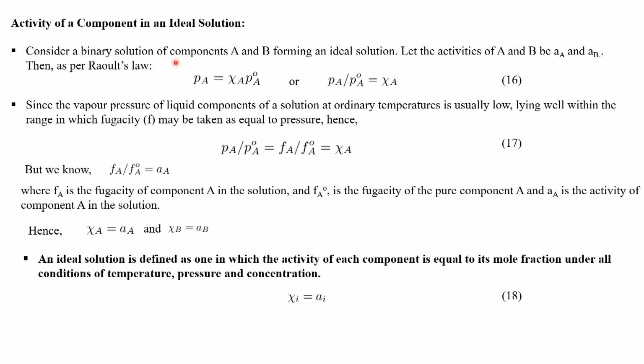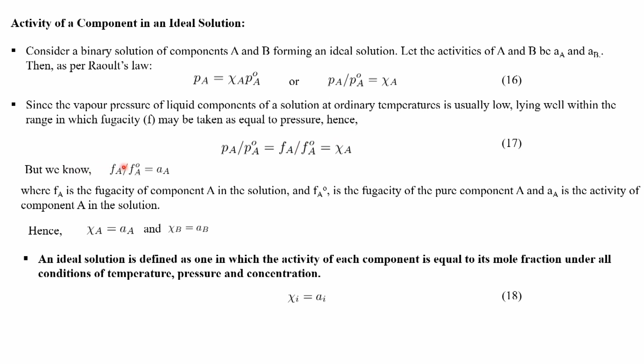Now consider a binary solution of components A and B forming an ideal solution. Let the activities of A and B be AA and AB respectively. Then as per Raoult's law, PA is XA times PA naught, or if we rearrange this, PA by PA naught is XA. Since the vapor pressure of liquid components of a solution at ordinary temperature is usually low, lying well within the range in which the fugacity may be taken as equal to pressure, we can write PA by PA naught as FA by FA naught, and it gives you XA.